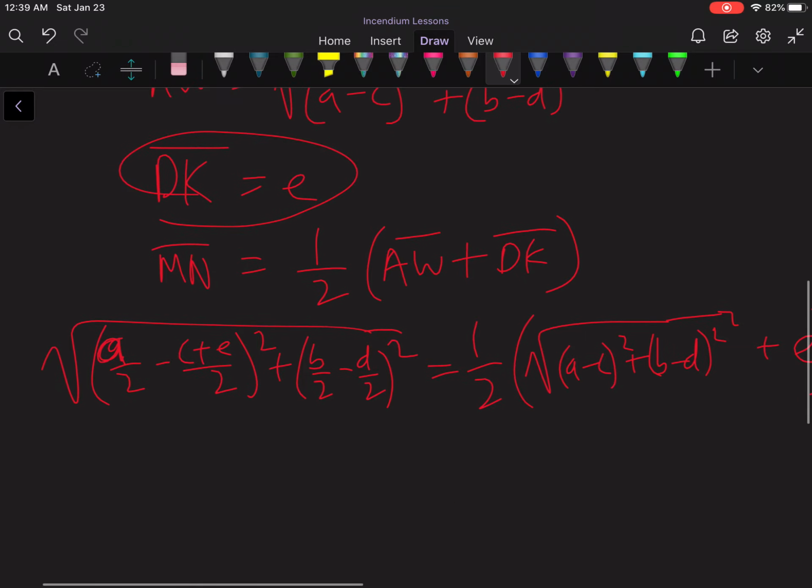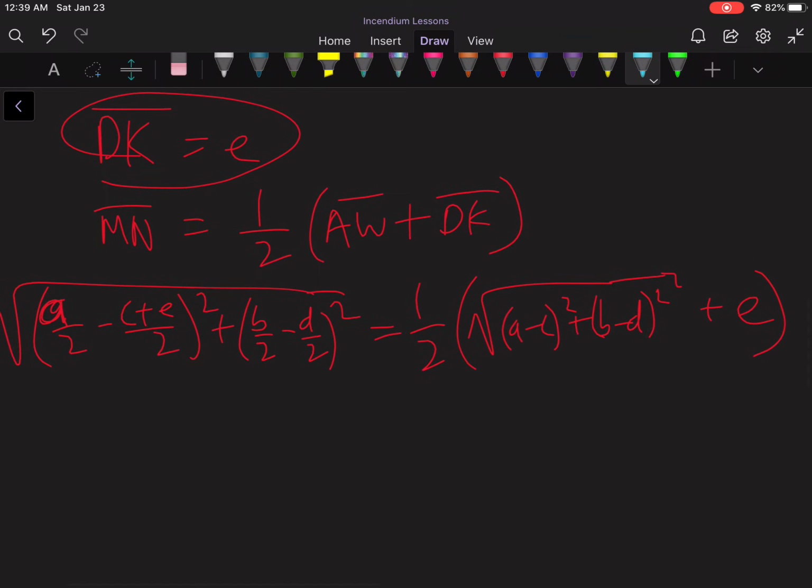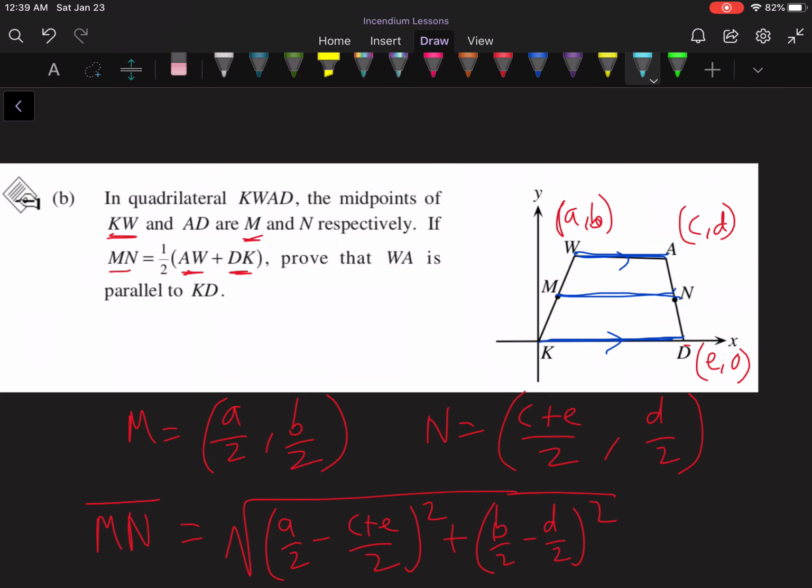Let me change up colors here because my eyes are... Okay, anyways, here's what we have now. At this point you might be like, what on earth is going on? There's like 5 variables. How the heck are we going to prove that WA is parallel to KD?